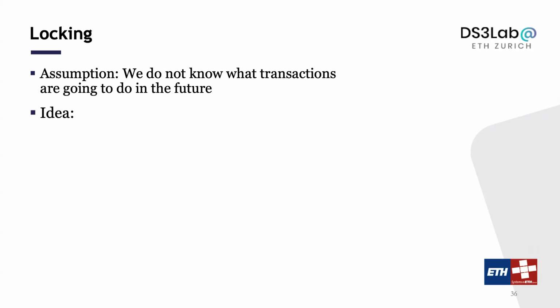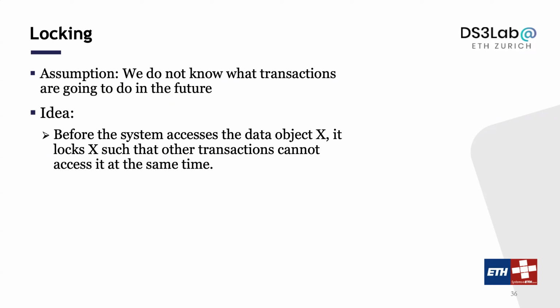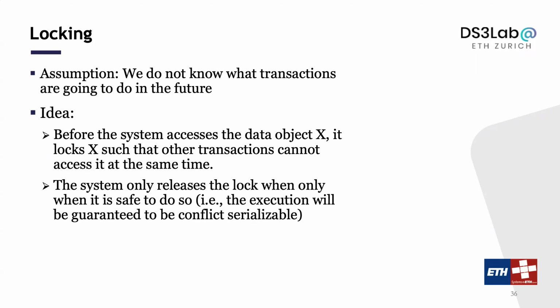So the high-level idea is actually very simple, right? Before the system accesses data object X, it needs to request a lock on X, such that other transactions cannot access it at the same time. So that is our really high-level idea. And the transaction only releases the lock when it's safe to do so. What do we mean by safe? It means that the execution will be guaranteed to be conflict serializable.